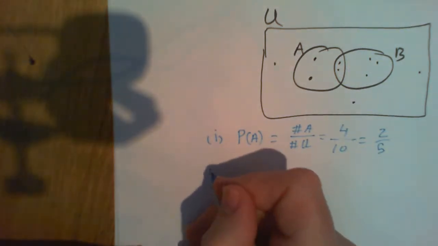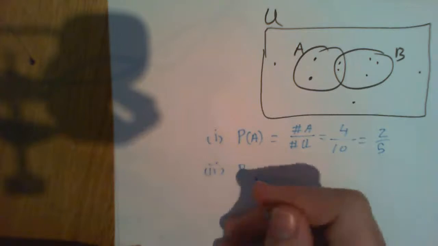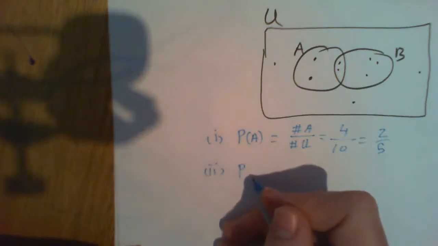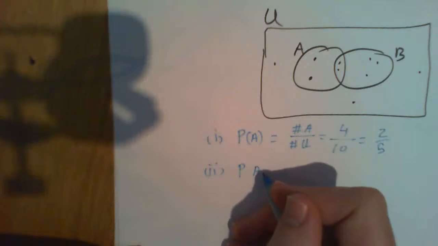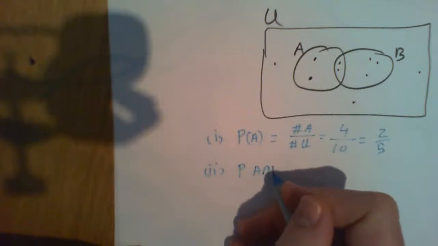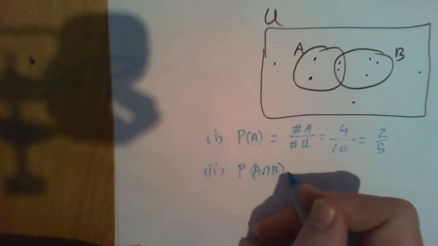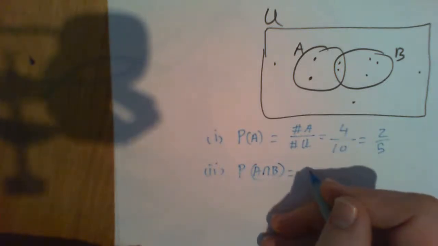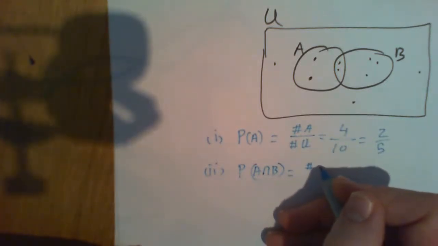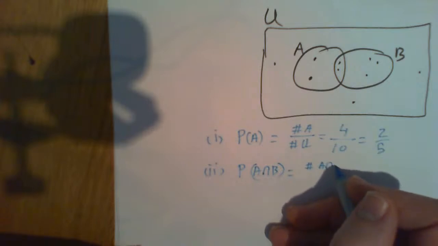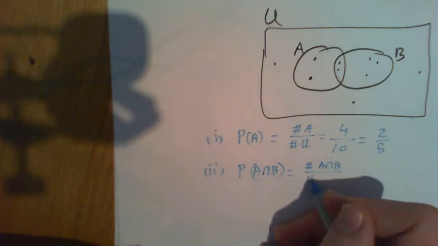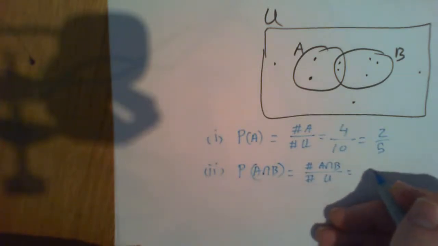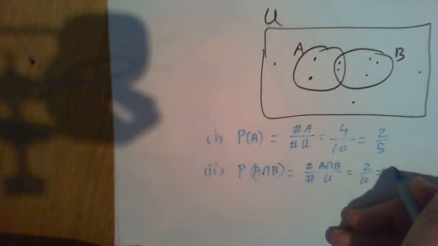Try it again. Let's find the probability of picking something that's in A intersection B. Let's just work out the probability here. It's hashtag A intersection B divided by hashtag universal set. So that's 2 out of 10, which is 1/5.